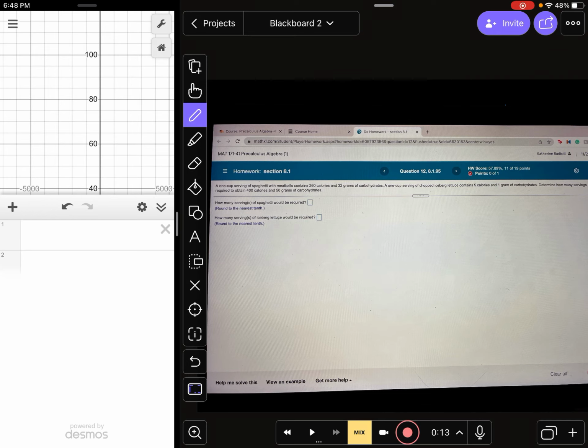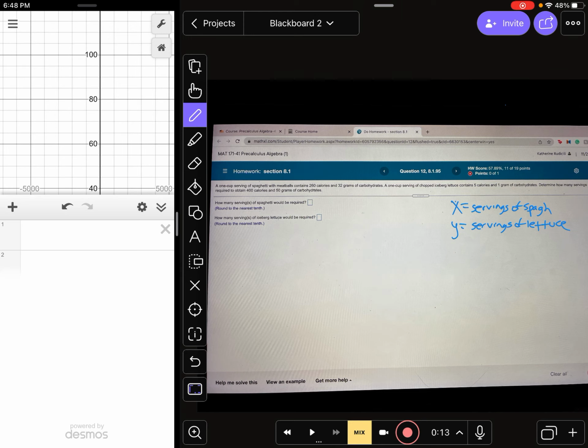So I'm going to define those as my variables. So x equals servings of spaghetti and y equals servings of lettuce.